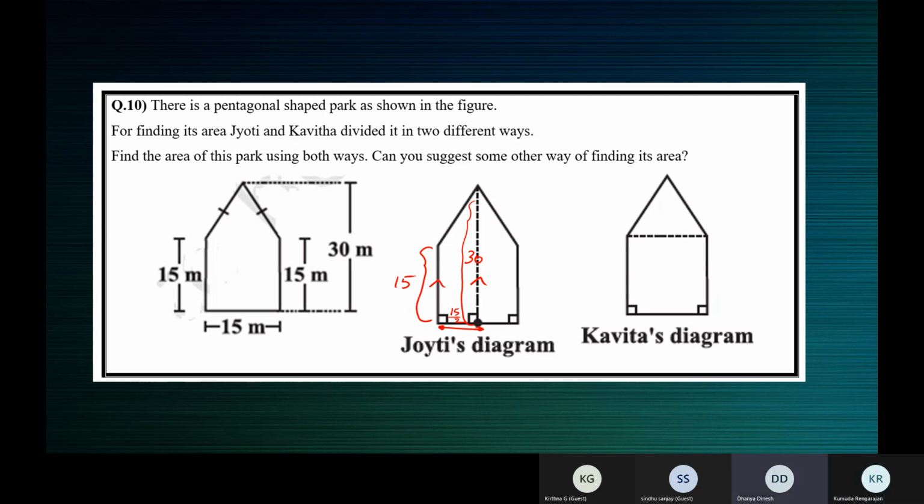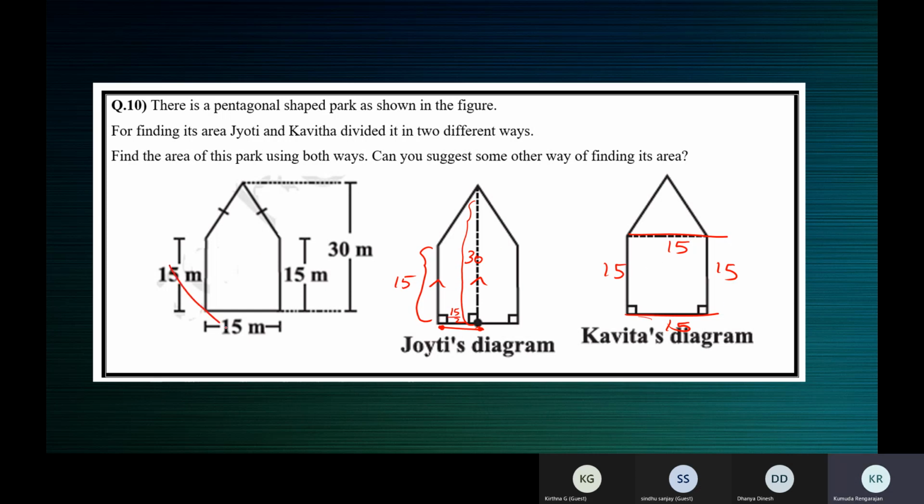15 meters, ma'am. Yes, it's 15 because this is 15. This one is 15, so opposite sides are equal. This is 15, this is 15 given. This is 15. Opposite sides are equal, so this will be 15. Now you see that all the sides are 15.